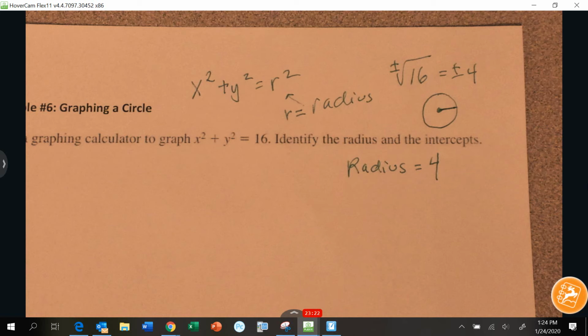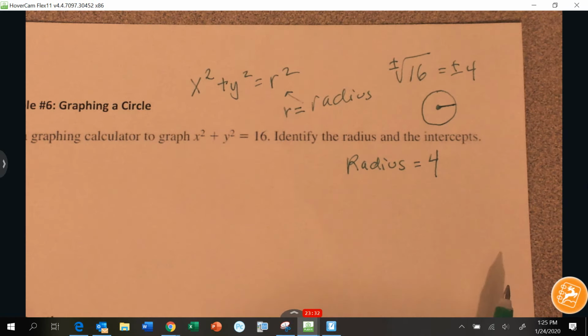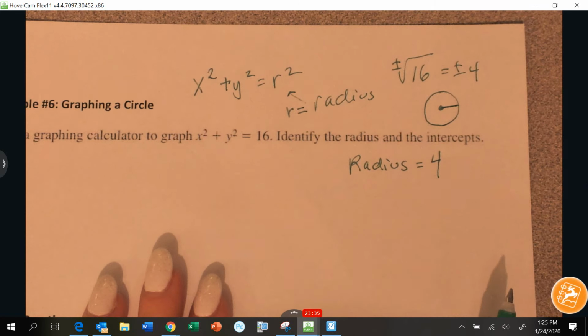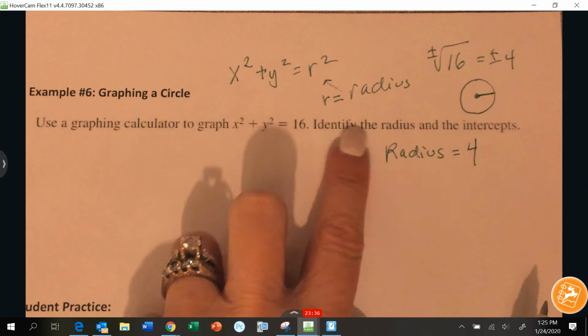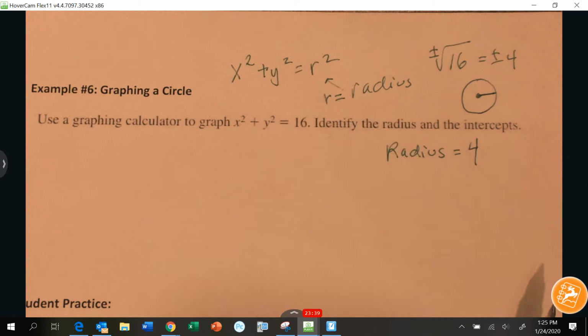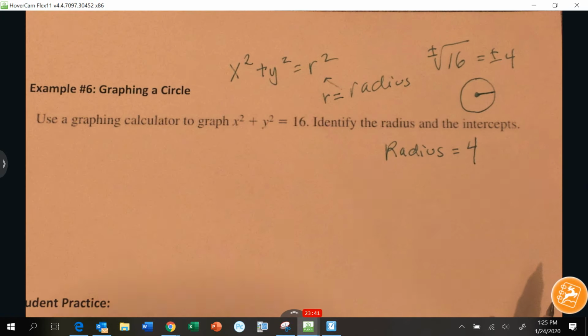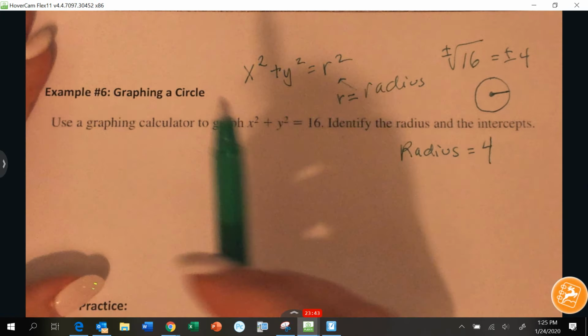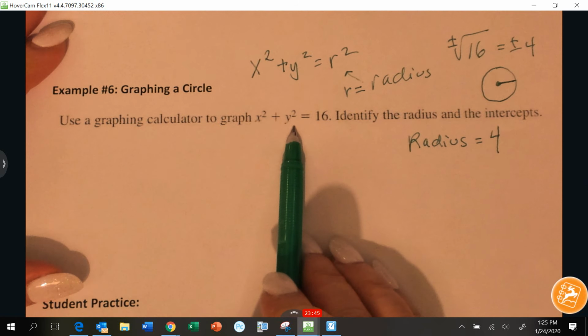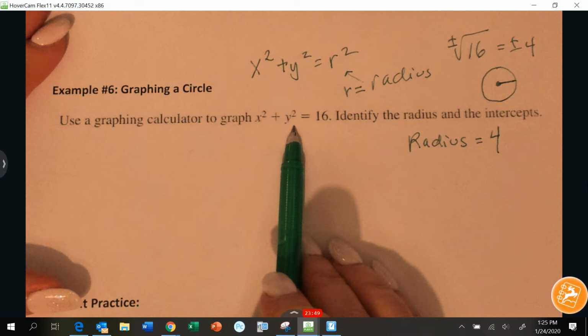So when we find the square root of 16, do we do that to both sides? No. That's just to write down the radius. But we want to graph it on our calculator so we can find the intercepts, which you could totally do by hand, but we're going to do it on the calculator. We have to make this equation say y equals. Does it say y equals? No. So what do we do?